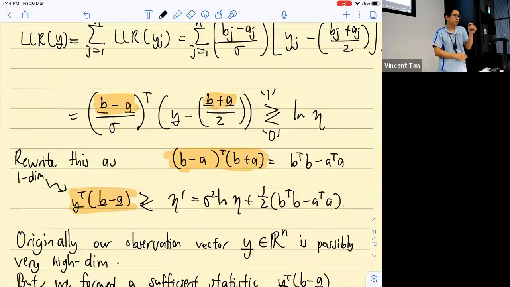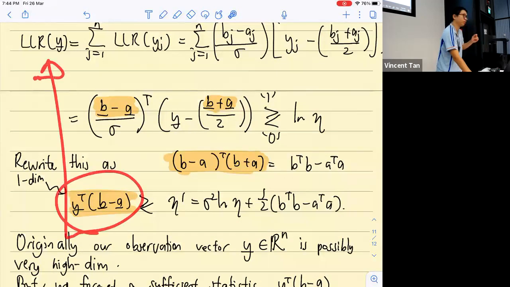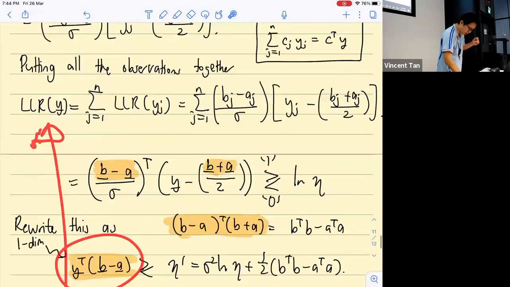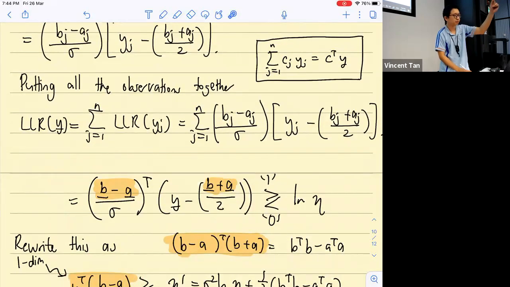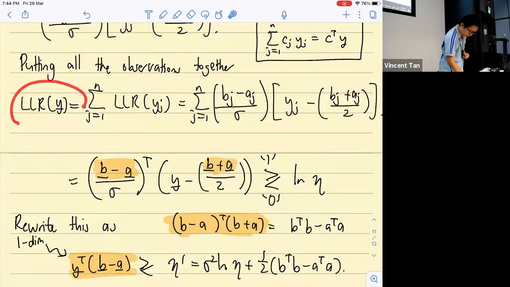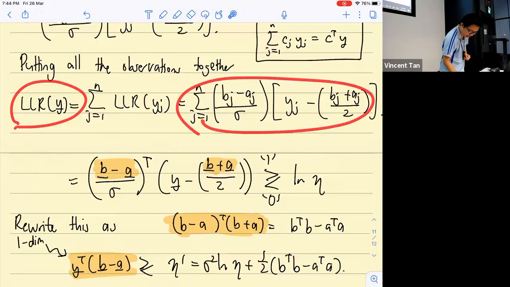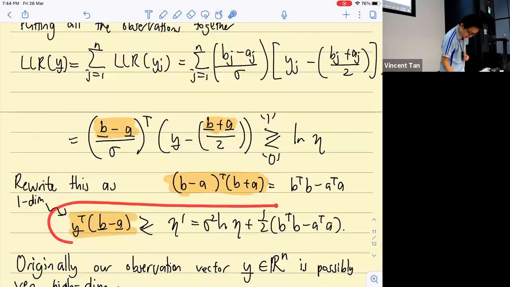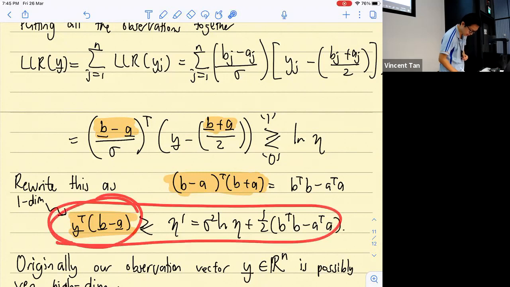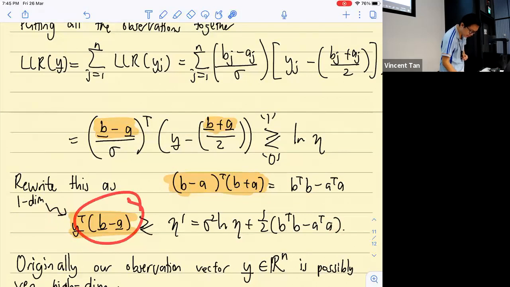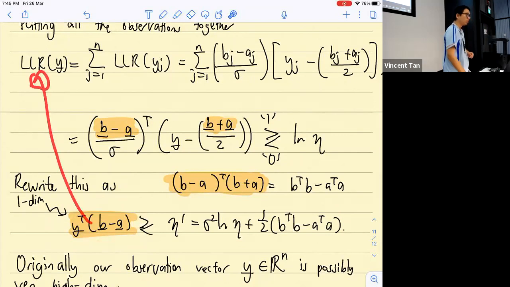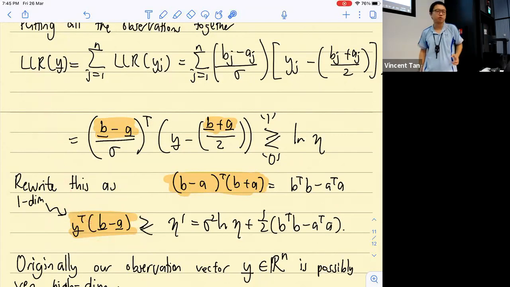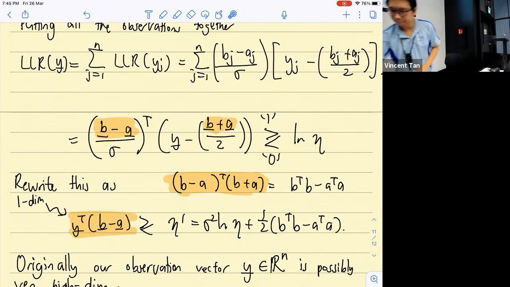Okay? Now, Y transpose B minus A is in fact a sufficient statistic because we can look at this guy and go back to the log likelihood ratio. We can go all the way back to the likelihood ratio. Because I started off with the log likelihood ratio being this guy here, and I showed it is the same as this expression here, or rather this guy on the left-hand side. So given this guy here, I'm able to reconstruct the log likelihood ratio, which will allow us to reconstruct the likelihood ratio. So the definition of sufficient statistic is satisfied.